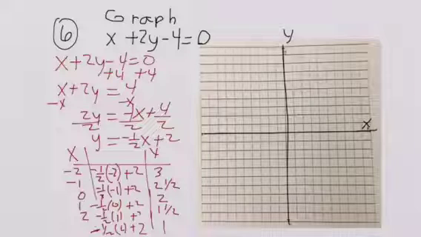And now we're ready to graph. Negative 2, 3. Negative 1, 2.5. 0, 2. 1 is going to be 1.5. And 2 is going to be 1. And that gives us our slope, and it's negative.